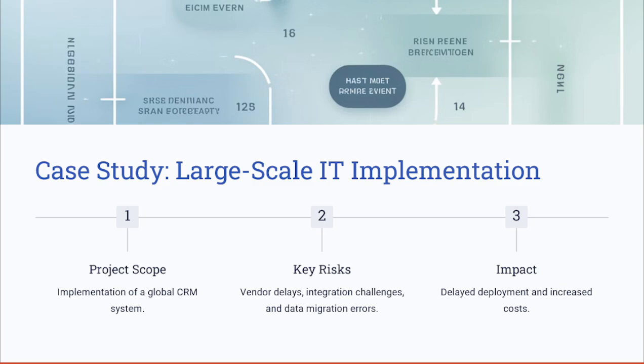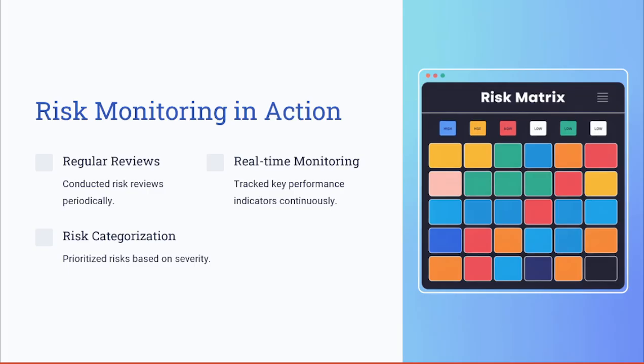Let's now move to the next step, where we see risk monitoring in action. The project team implemented a robust monitoring framework with weekly risk reviews, assessing the likelihood and impact of the identified risks while leveraging real-time dashboards to monitor key performance indicators, such as system uptime and data accuracy. The risks were categorized based on their severity and impact, enabling the team to focus on high priority or high impact issues first. This systematic approach ensured that no critical risks were overlooked.